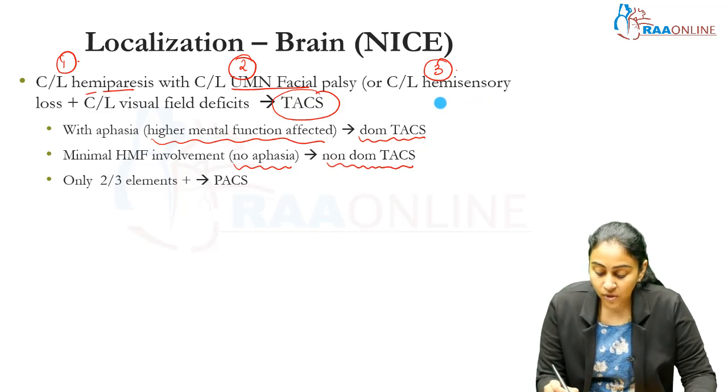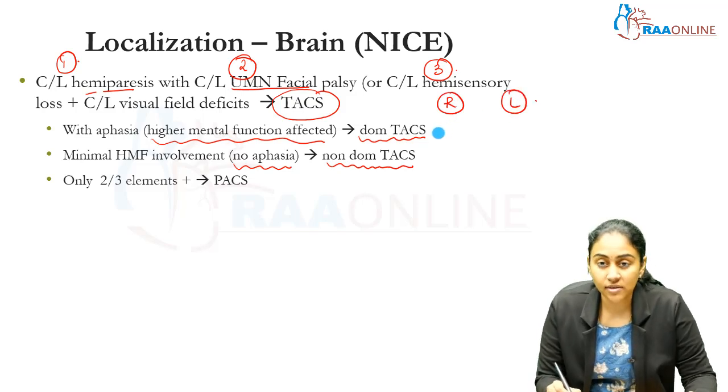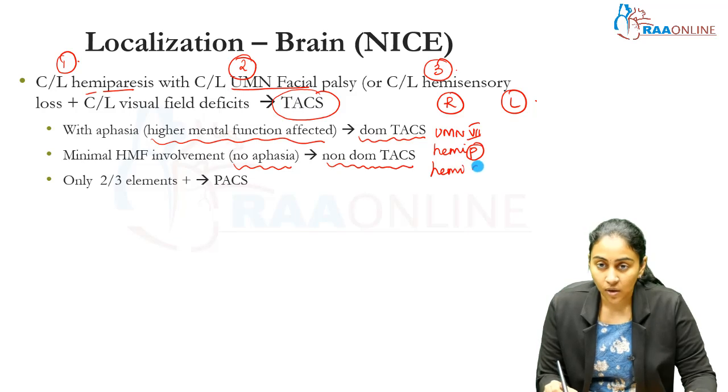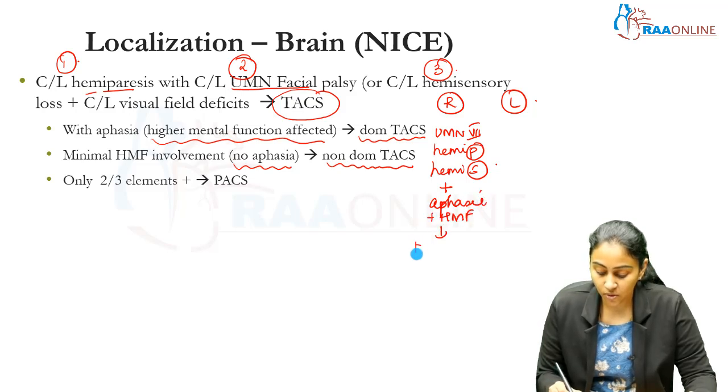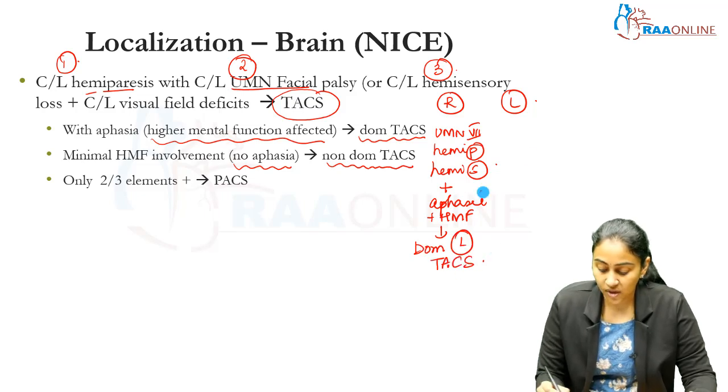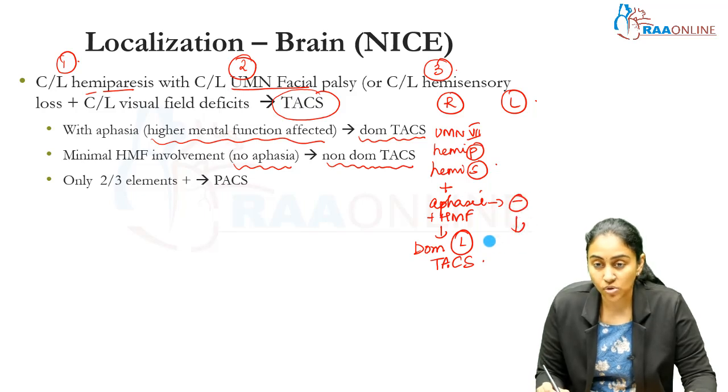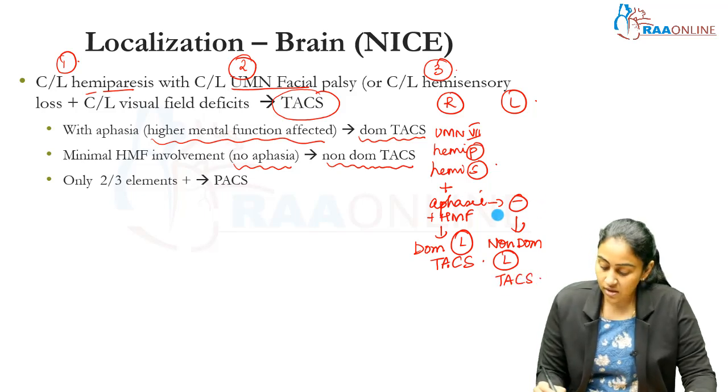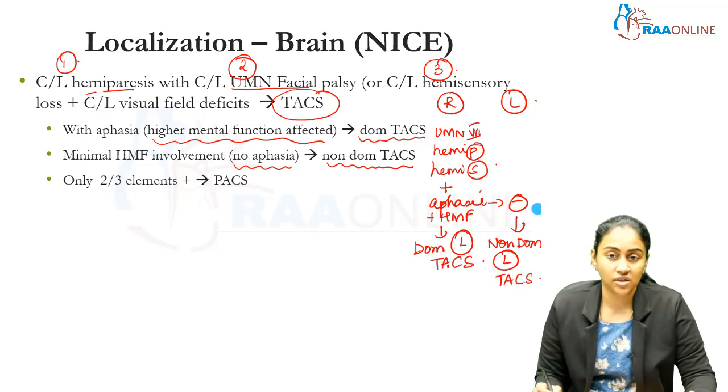So, remember, whenever you have, on the same side, let us say the right side, an upper motor neuron facial palsy, hemiparesis, and hemisensory loss, and this is associated with aphasia and higher mental function involvement, then this is going to be your dominant left-sided total anterior circulation stroke. If this was absent, then this is going to be your non-dominant left-sided total anterior circulation stroke, in which case your patient was very likely to be a left-handed individual.